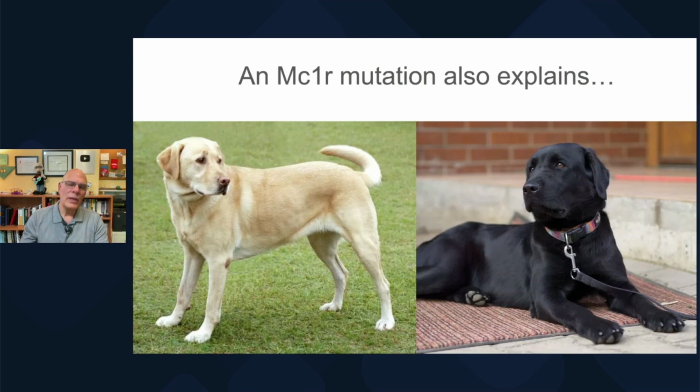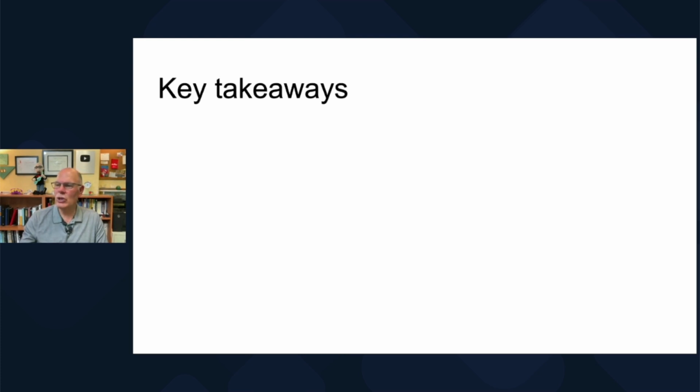Here's a cool thing. This isn't really about adaptation, but it is about variation. Mutation in MC1R also explains the difference in fur color between a black lab and a more standard colored lab. So that's also about the MC1R protein. And I believe there's stuff like that that goes on in humans as well.